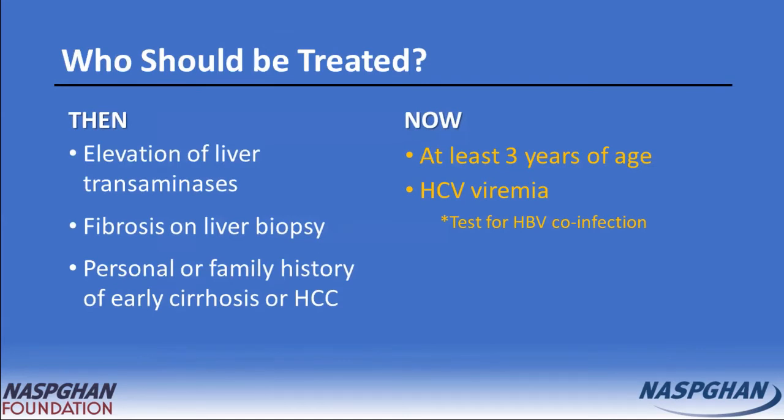So who should we treat? Well, in the era where treatment was not as effective, it really focused on individuals who had evidence of hepatitis by elevated liver enzymes, evidence of liver injury with scarring, or those individuals who had a history of early cirrhosis or hepatocellular carcinoma. Now the paradigm has shifted. The real indication for treatment is presence of chronic hepatitis C with viremia and old enough to take the approved therapies, which is now 3 years of age. One caveat is that the current anti-hepatitis C virus therapies can cause a flare if an individual is co-infected with hepatitis B, so it's important to exclude that. But barring that, the presence of hepatitis C is really the indication for treatment.